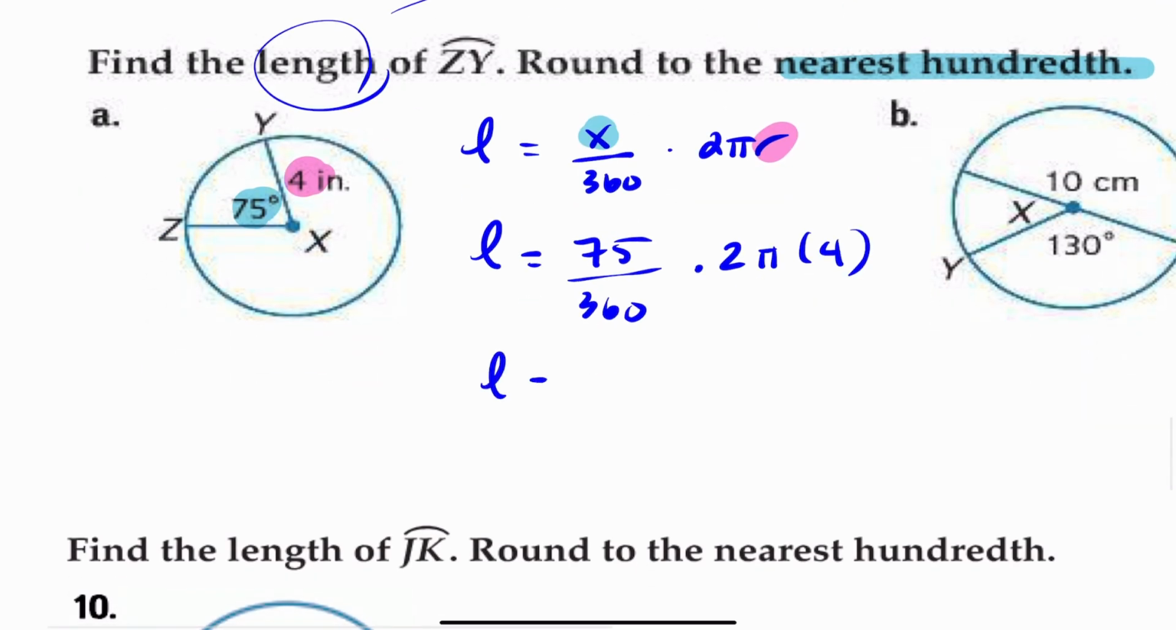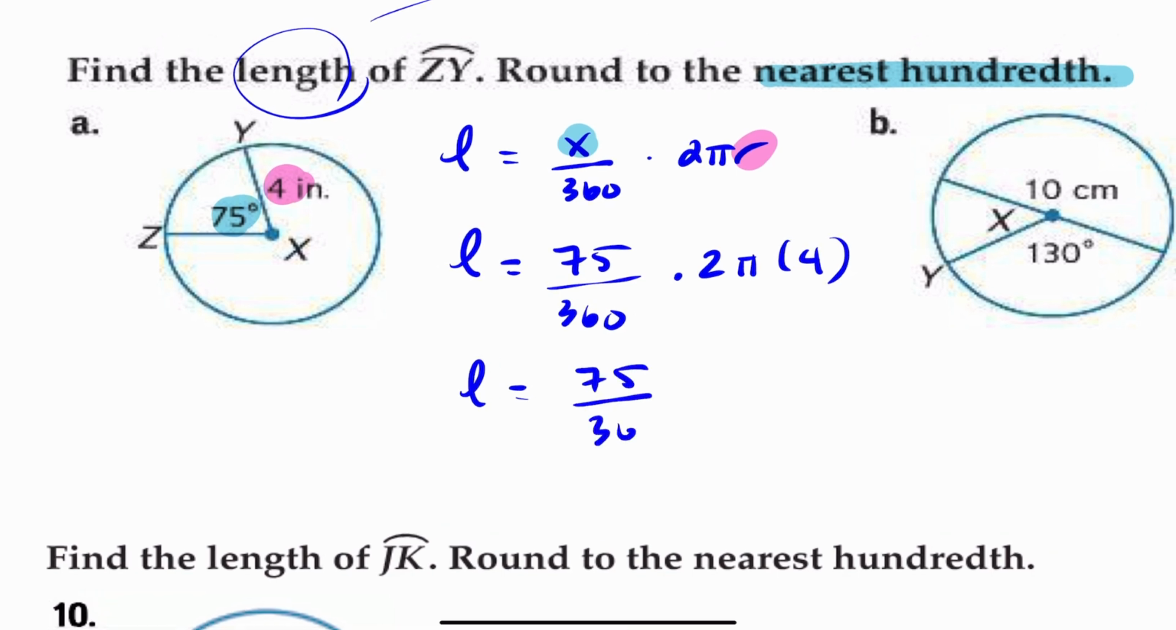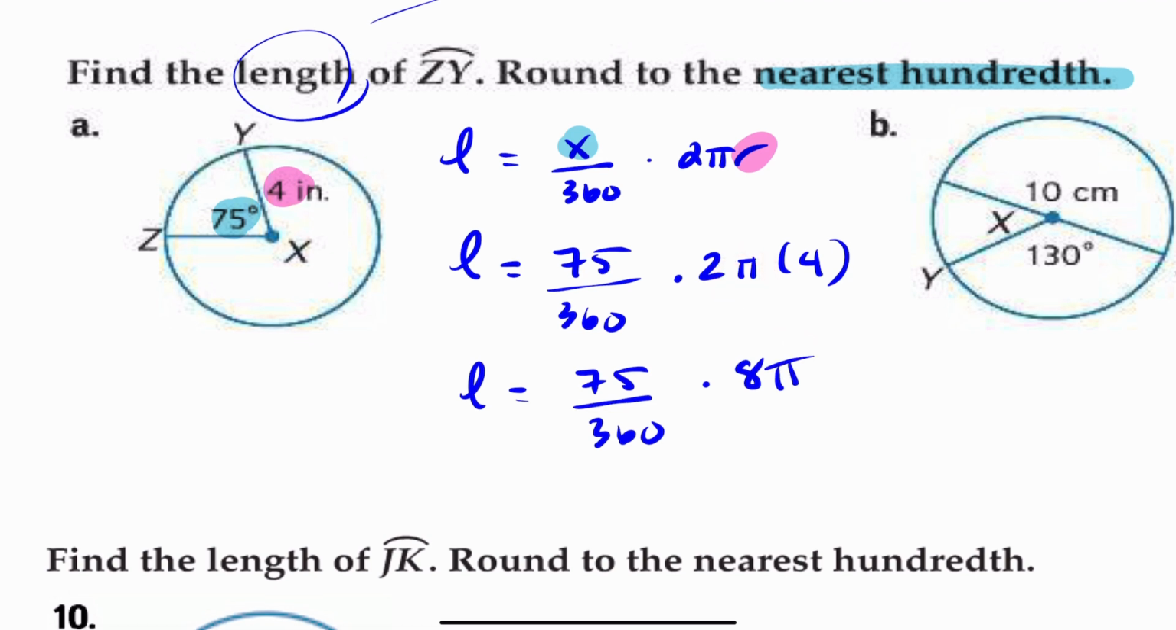So I do L equals, okay, so I'm going to do 75. First of all, let's do this. 2 times 4 is 8. So it's 75 over 360 times 8. And then you slap on the pi. Do 75 over 360 on your calculator. Then you're going to multiply that by 8.